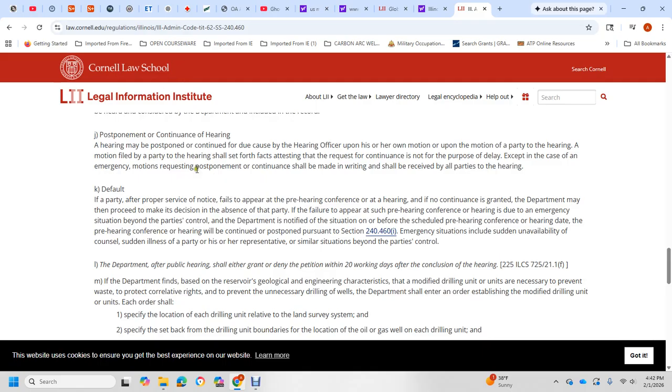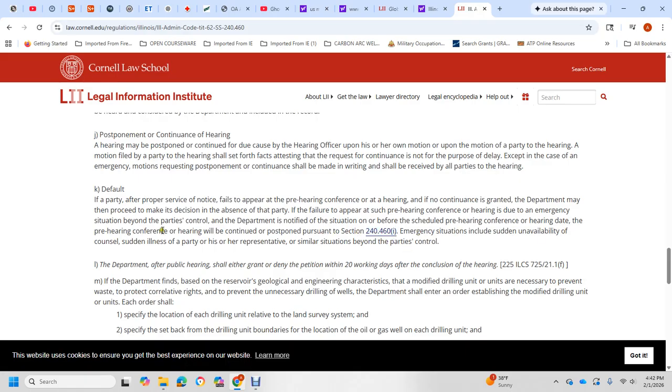Default. If a party who was properly served with notice fails to appear, for reasons other than a pre-hearing conflict, the department may proceed and make a decision in the absence of the party. If the failure to appear is due to an emergency or a situation beyond the party's control, and the department is notified of the situation before the scheduled pre-hearing or hearing day, the pre-hearing or hearing will be continued or postponed pursuant to section 244-61.